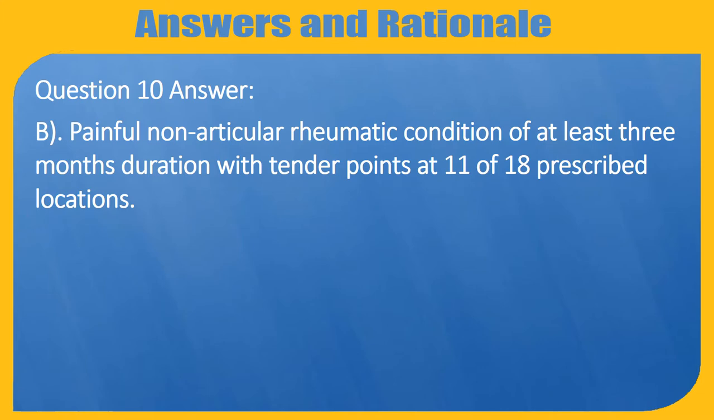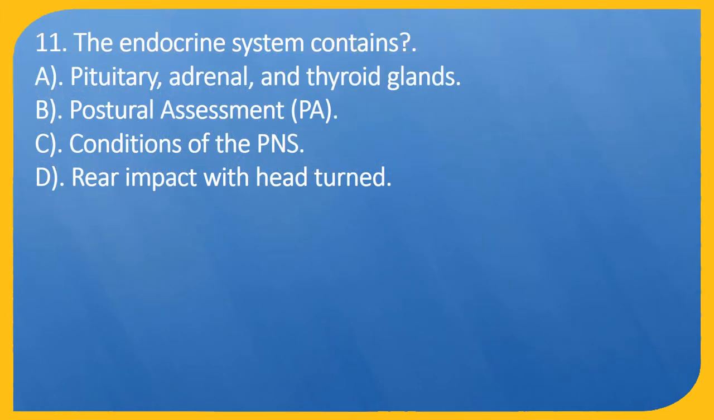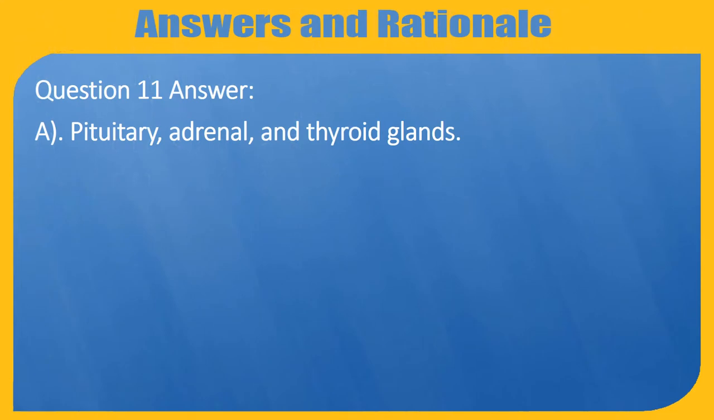18 prescribed locations. Question 11. The endocrine system contains A. Pituitary, adrenal, and thyroid glands. B. Postural assessment, PA. C. Conditions of the PNS. D. Rear impact with head turned. Question 11. Answer. A. Pituitary, adrenal, and thyroid glands.